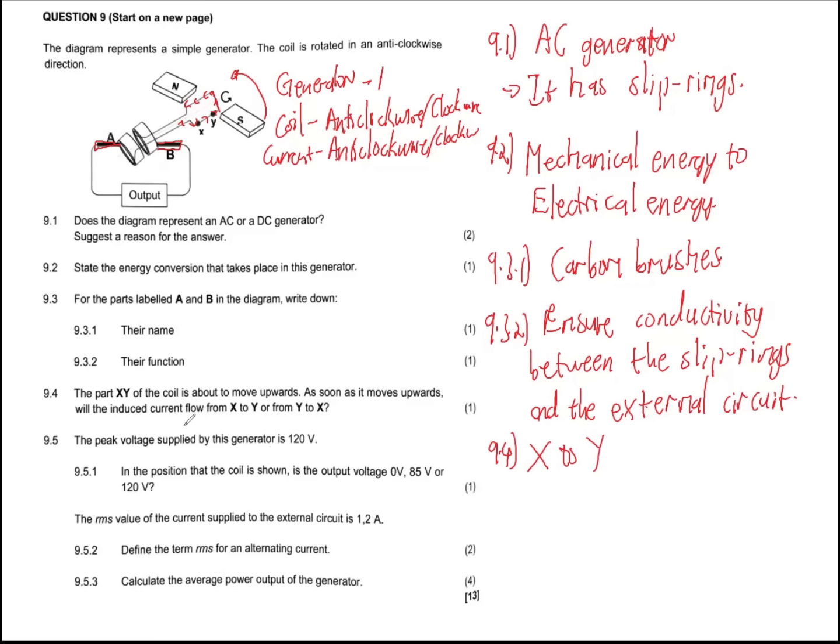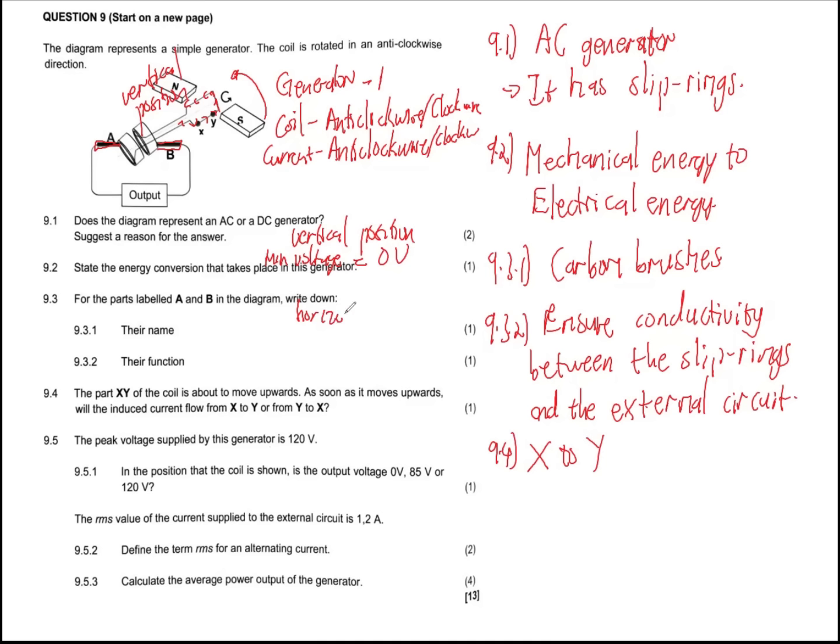Now, 9.5 says the peak voltage supplied by this generator is 120 volts. In the position in which the coil is shown, the vertical position, will the output voltage be 0 volt, 85 volts, or 120 volts? Now you need to understand that in the vertical position, that's where we have the minimum voltage, so that's where we actually have a voltage of 0 volt. So the minimum is just 0 volt.